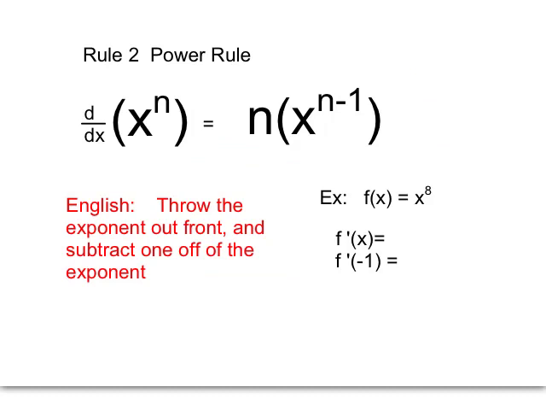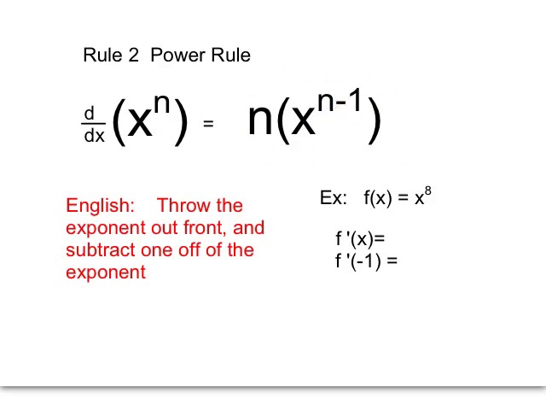Rule number 2. This is the big one. We're going to be using this a lot this year. The derivative of a power function, like x to the 5th. What you do, listen carefully, throw the exponent out front, see how the n is going to go out front, and then you reduce the exponent by 1, and boom, you've got the derivative.